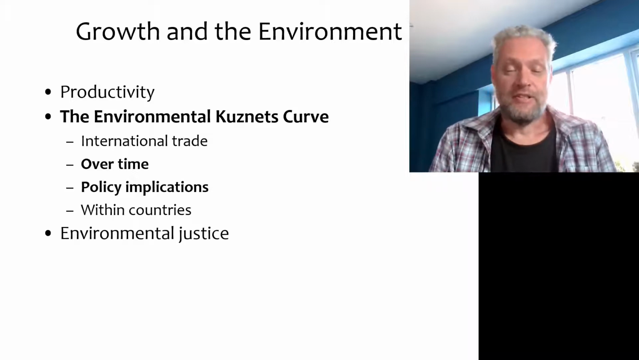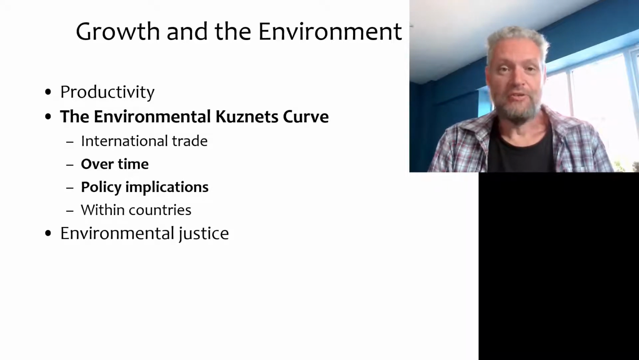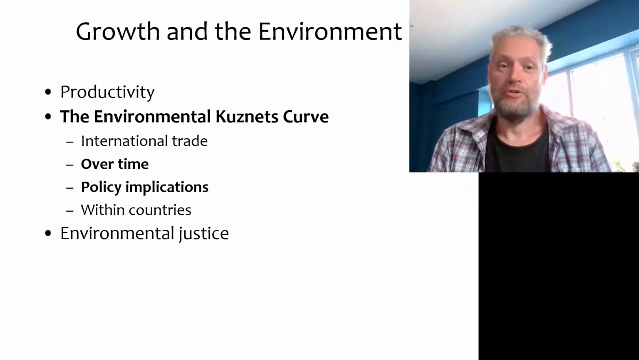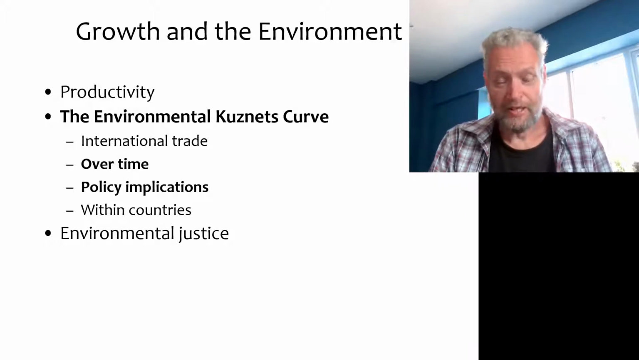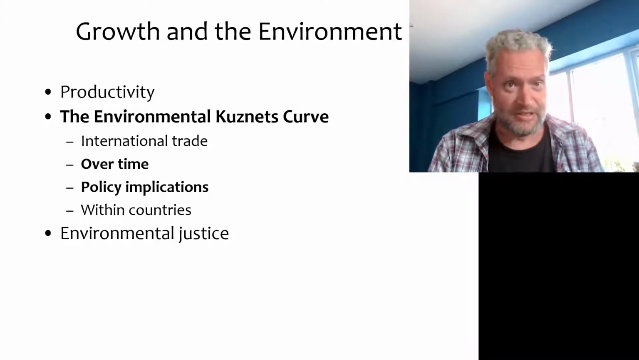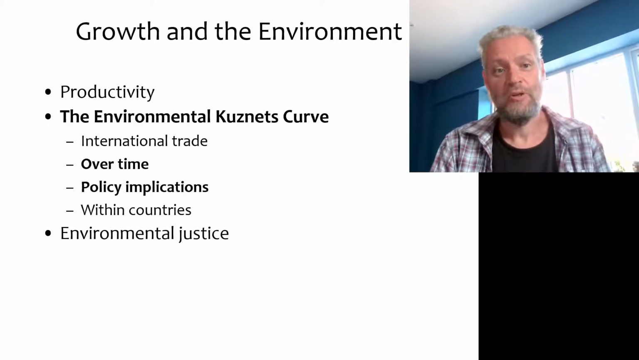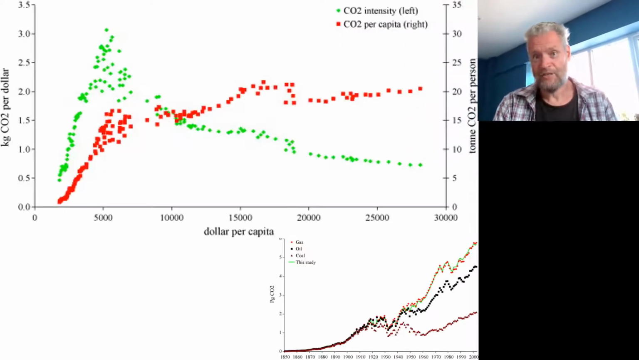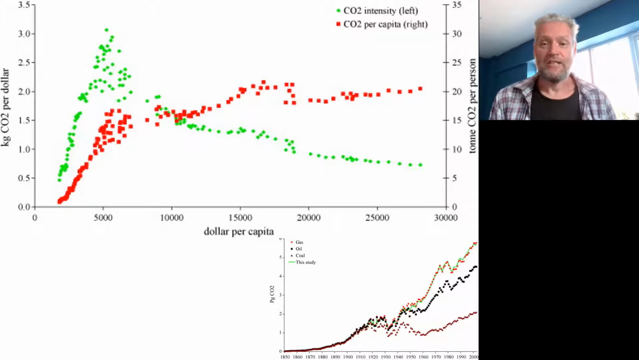Let's continue the discussion on the environmental Kuznets curve. The original studies all use cross sections. That is, they compared countries with different levels of income as to their pressure on the environment. As more data have become available, we can also look at the environmental Kuznets curve over time. And here's an example for carbon dioxide emissions in the United States.